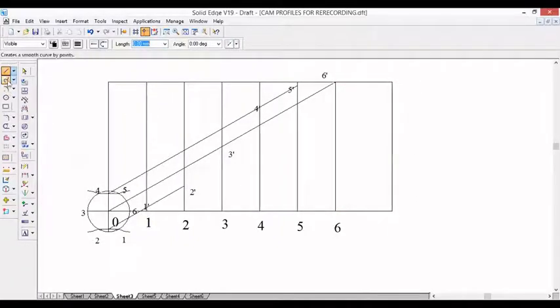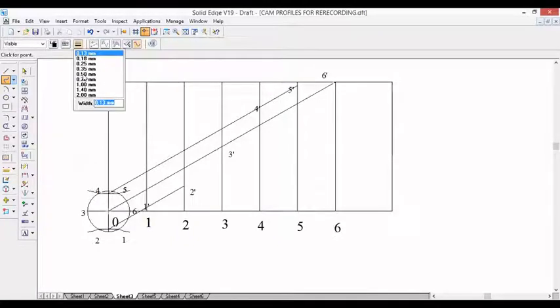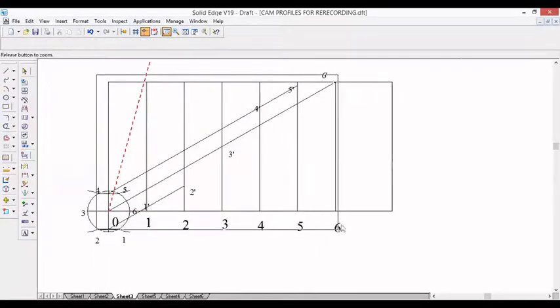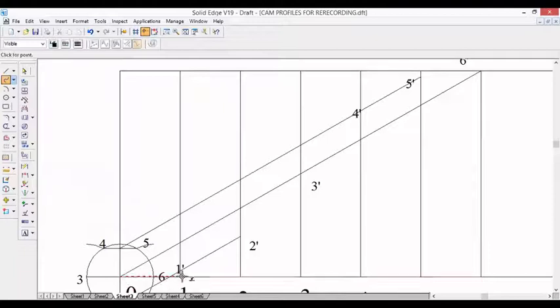And before further moving, let us find the arc. You need to join by a smooth curve. So this is the 0 join with 1 dash. So the intersection of this is 1 dash. This is 2 dash, 3 dash, 4 dash, join 5 dash, and finally 6 dash.